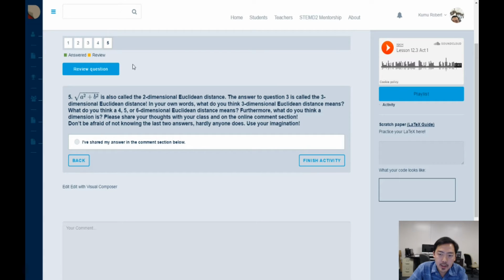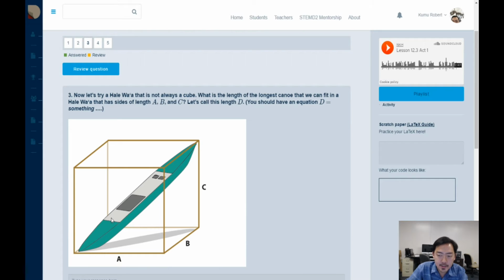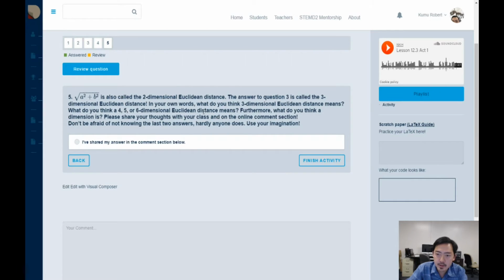In the final question, we ask the students to think about what this actually means. So why is this length the two-dimensional Euclidean distance? And why is this length the three-dimensional Euclidean distance? We also want the students to try to imagine what a 4, 5, or 6-dimensional Euclidean distance means. In fact, what is a dimension? This is actually a pretty hard question that most college students do not understand. So please tell your students not to stress about it, just to use their imagination and to articulate their logic.